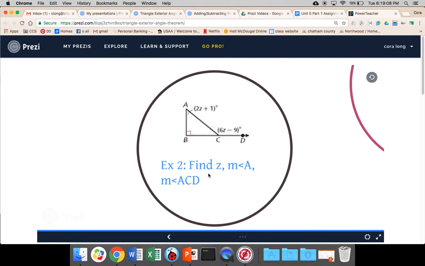Alright, so on this one, we're going to be finding Z, the measure of angle A, and the measure of angle ACD. So I'm going to write that real quickly since I forgot to write the directions. So we're going to find Z, the measure of angle A, and the measure of angle ACD. Alright, so now I'm back on gear.